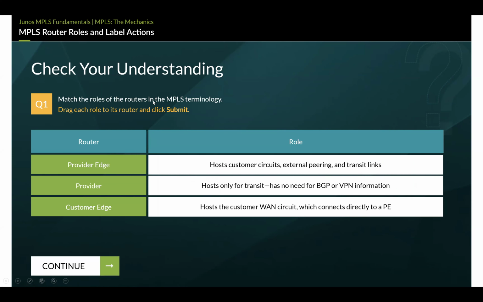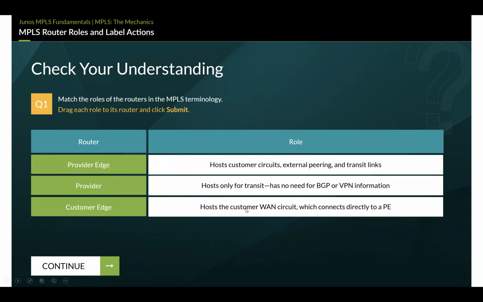Match the roles of the routers in MPLS terminology. Provider router: what is its role? It hosts customer circuits, external peering, and transit links. The provider router hosts only transit and has no need for BGP or VPN information. It's basically used for transit. No need for BGP, no VPN information.